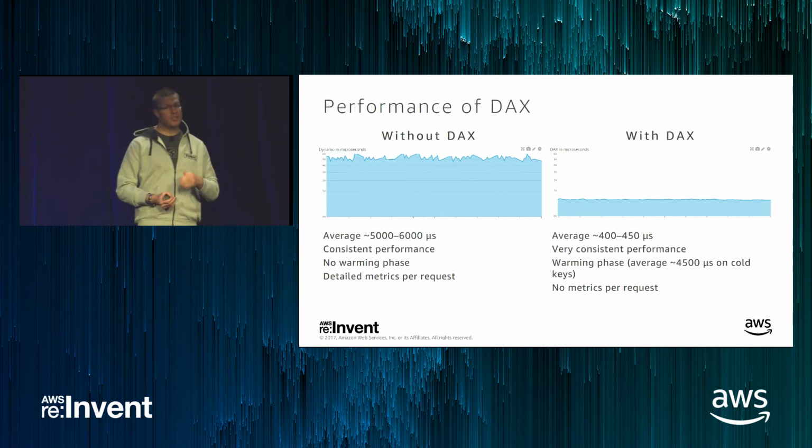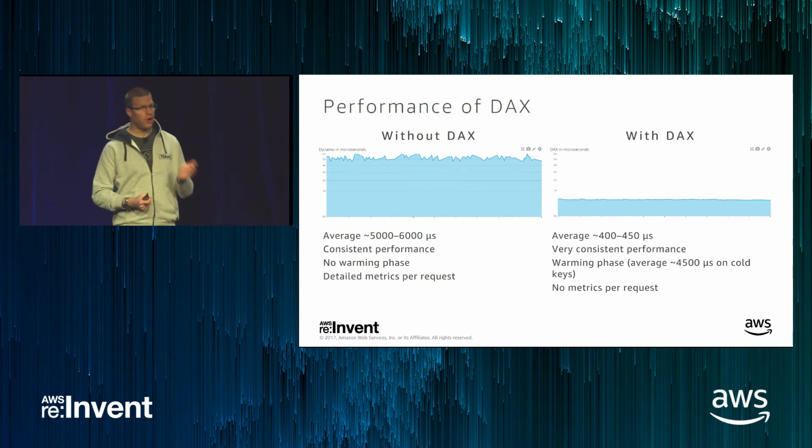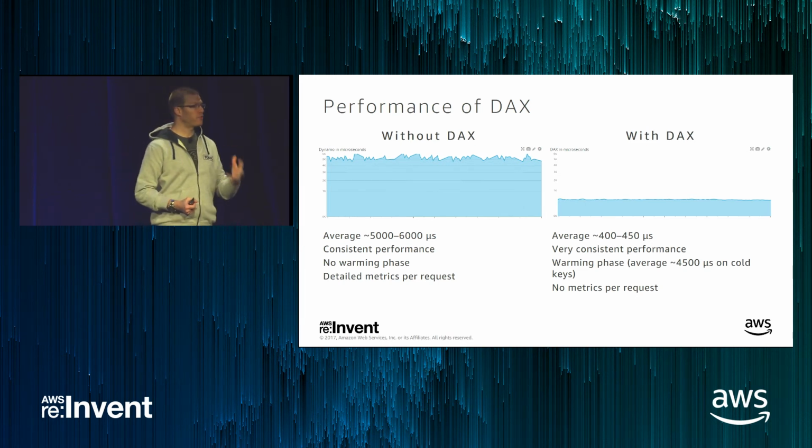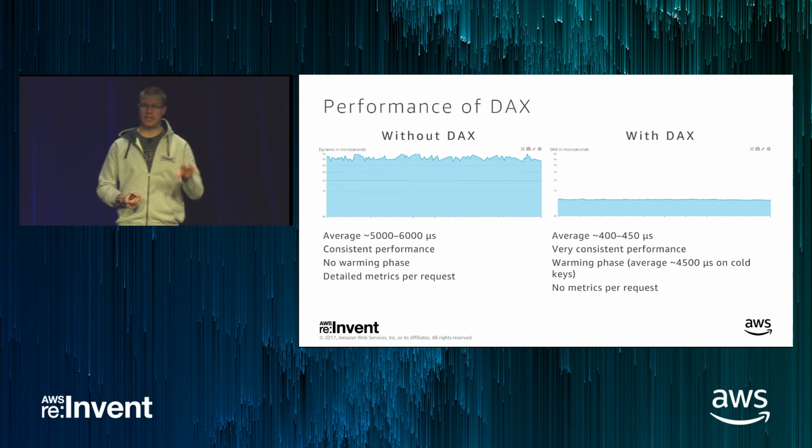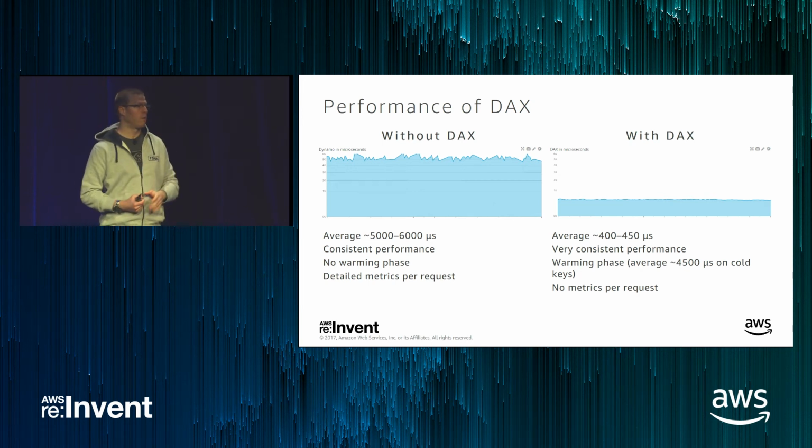Right now, we don't have metrics on requests on the DAX, but you get a lot of metrics like the cache hit ratio and all this kind of stuff out of CloudWatch, with the typical delay of CloudWatch, so still pretty good.